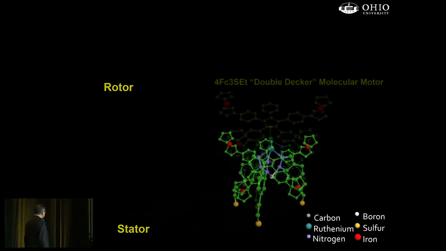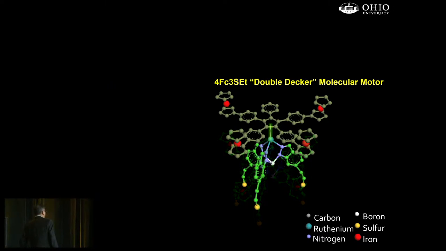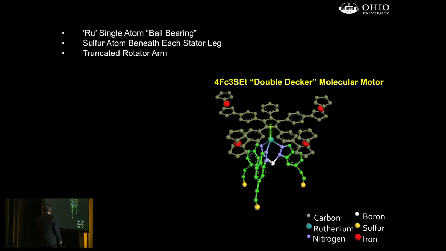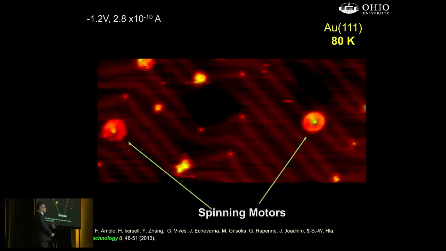When we combine it together, we get this kind of a multi-component molecular motor. This molecule should be staying upright on the surface, and it should operate. So when we deposited these molecules on a gold 111 substrate, this is the background, a single crystal, gold 111. These are the well-known herringbone surface reconstruction lines. And we took this image around 80 Kelvin, and as you can see, the motors are rotating. So they are already working.